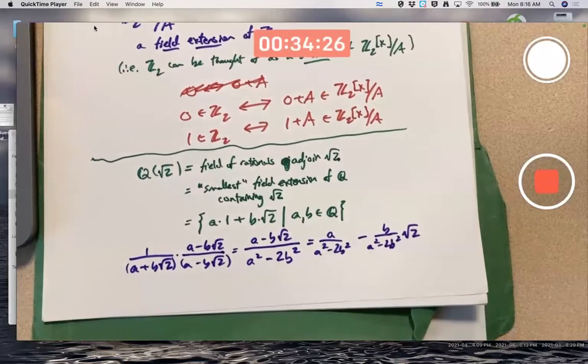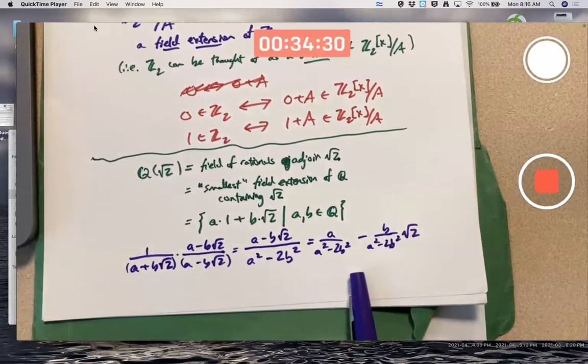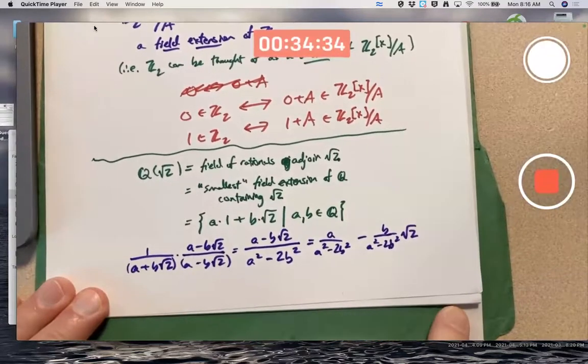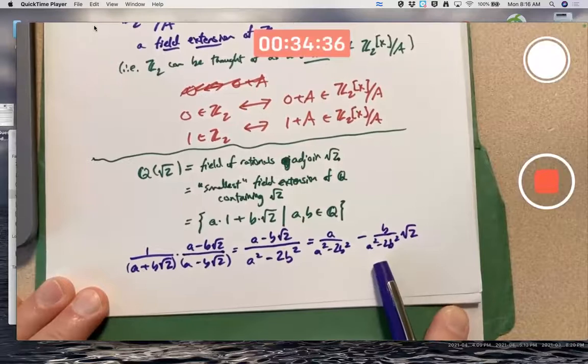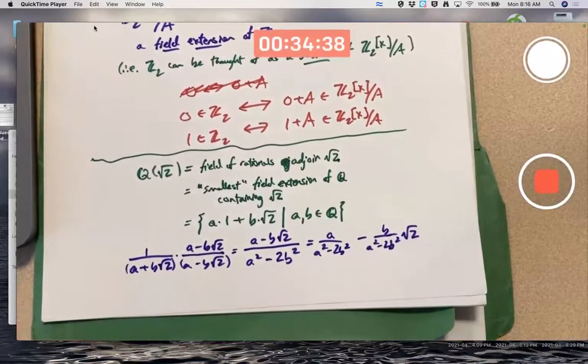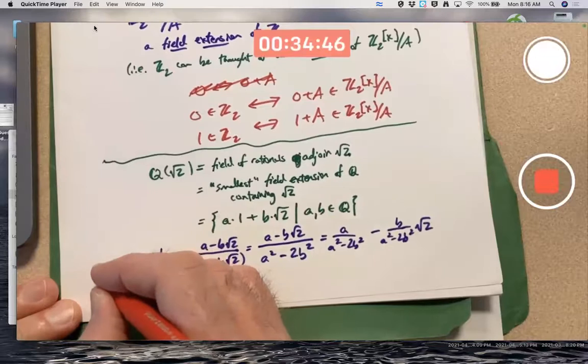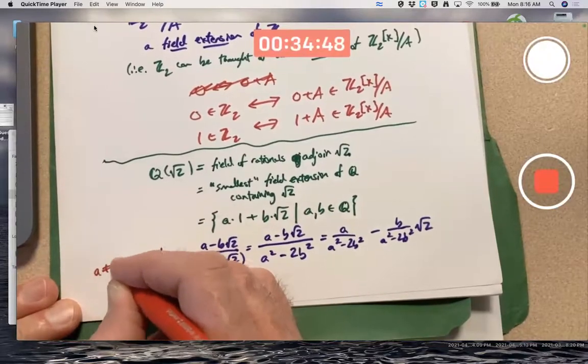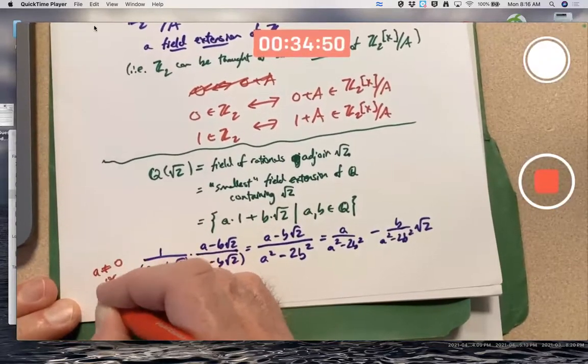And because root 2 is not rational, you're not dividing by 0 here. There's no way when a and b are rational that a squared minus 2b squared is going to be 0, unless they're both 0. But I'm implicitly assuming a and b are not both 0.